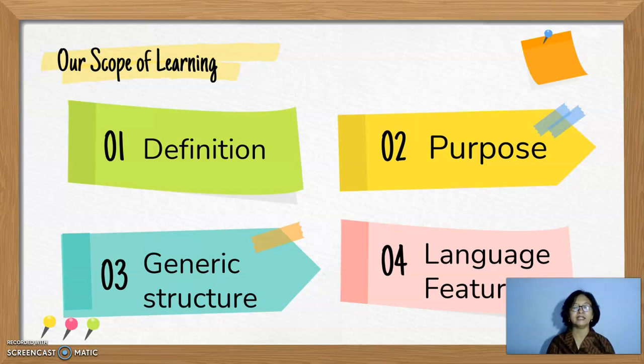Alright, our learning scope for today, there are 4 main points. The first one, the definition. The second, purpose. The third, generic structure. And the last, you're going to learn about the language features of hortatory exposition text.